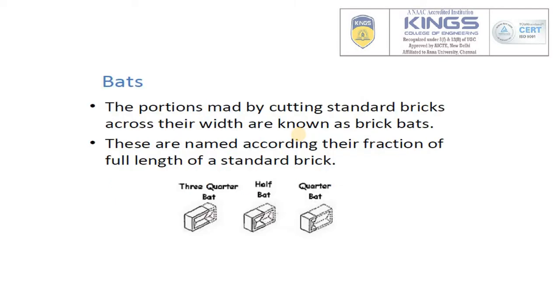So, bats. What do we mean by a bat? A bat is nothing but a portion made by cutting standard bricks across their width, known as a brick bat. These are named according to their fraction of the full length of a standard brick. This is called a 3/4 bat, this is called a half bat, and this is called a quarter bat. They are useful in packing, because in constructing a building we need some half bats, 3/4 bats or quarter bats for finishing purposes. Those cut pieces are called bats.